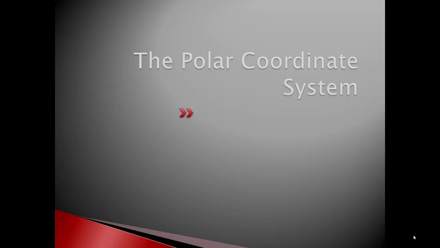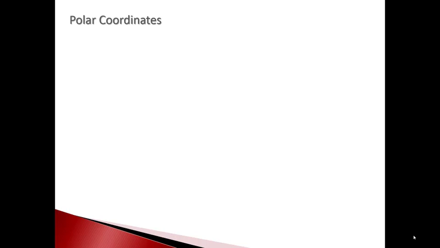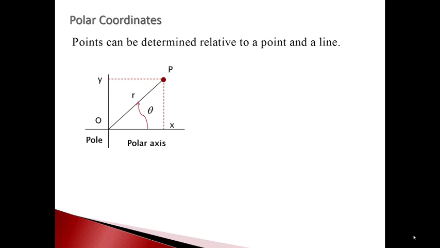The polar coordinate system. In the polar coordinate system, points are plotted in relation to a fixed point O called the origin, or pole, and a fixed ray emanating from the origin called the polar axis.